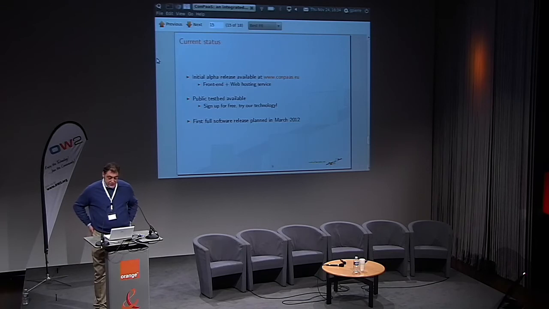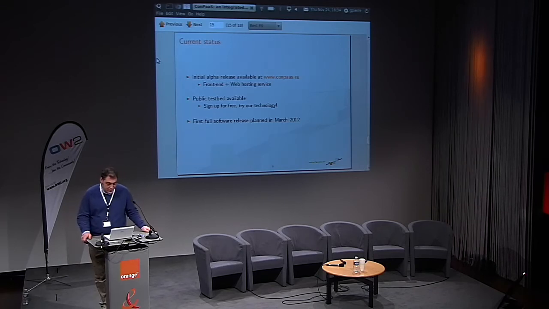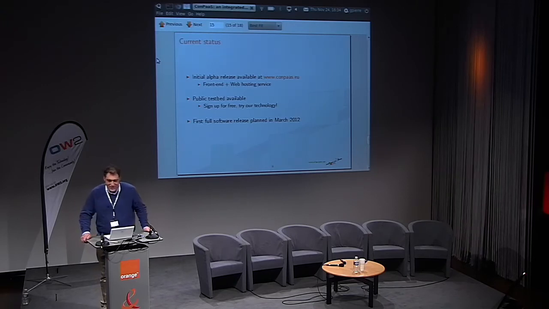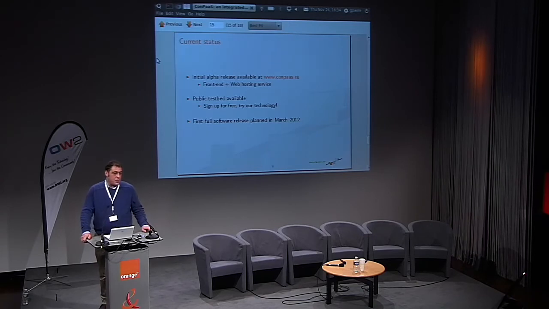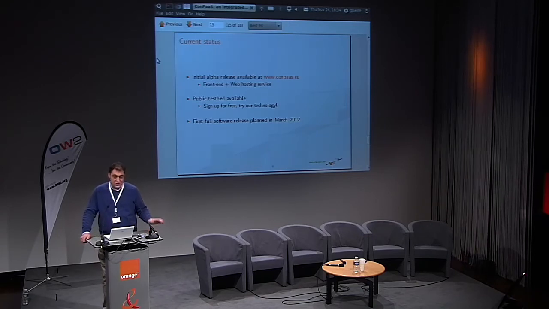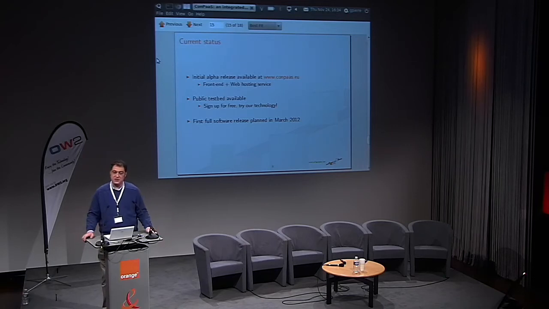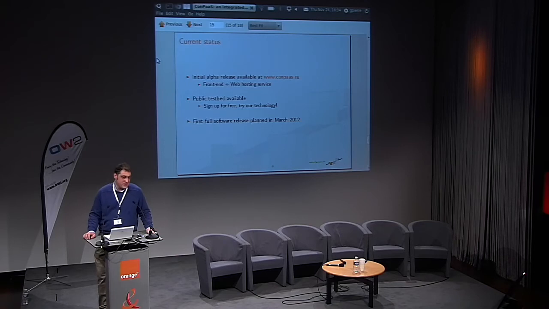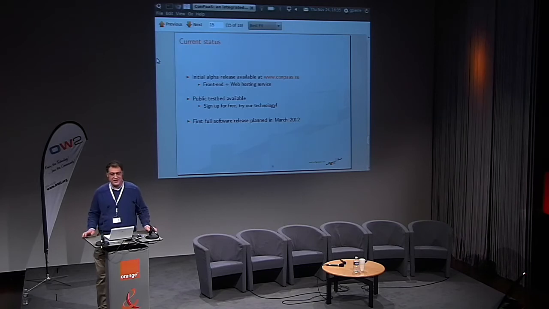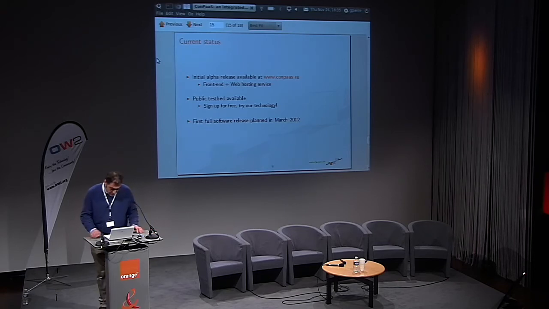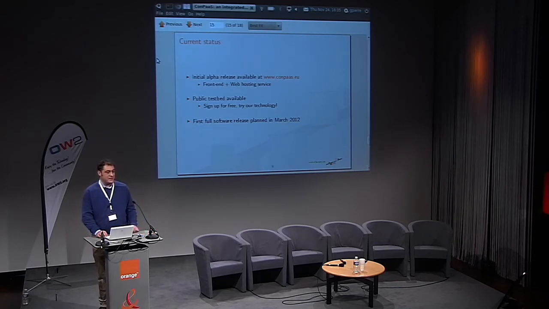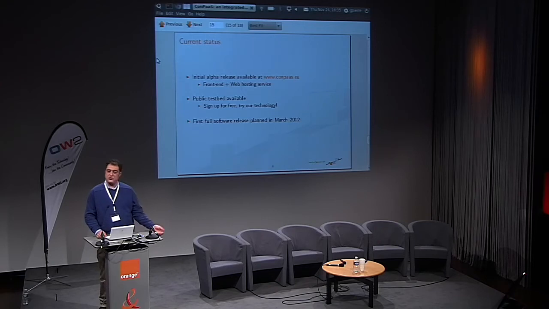What we have right now is a first alpha release online. If you go to web.conpaas.eu, that's ConPaaS with an N and 2 A's, you'll find the source code for the front end, the web application I've been using to interact with the system, and for the web hosting service, Java and PHP. The Scalarix database is not yet released, but we will do this very soon, hopefully in January. We have a public test bed, so if you want to play with this, you can go to the system, give us your name and email address, and you'll be able to try the system for free.